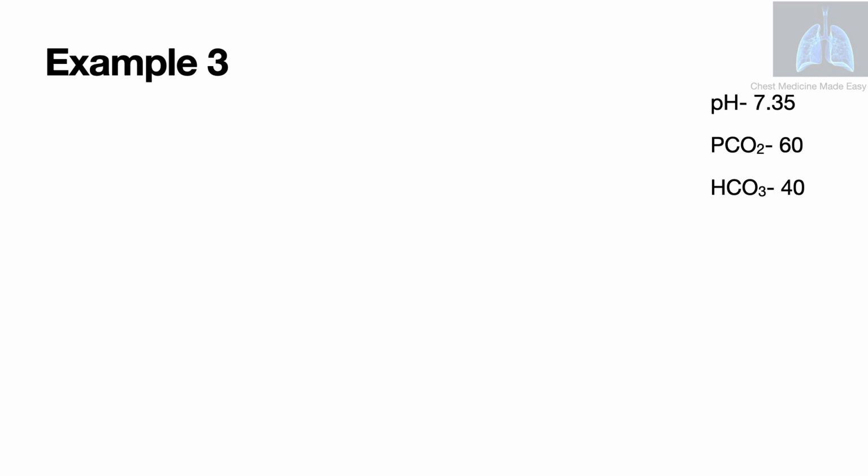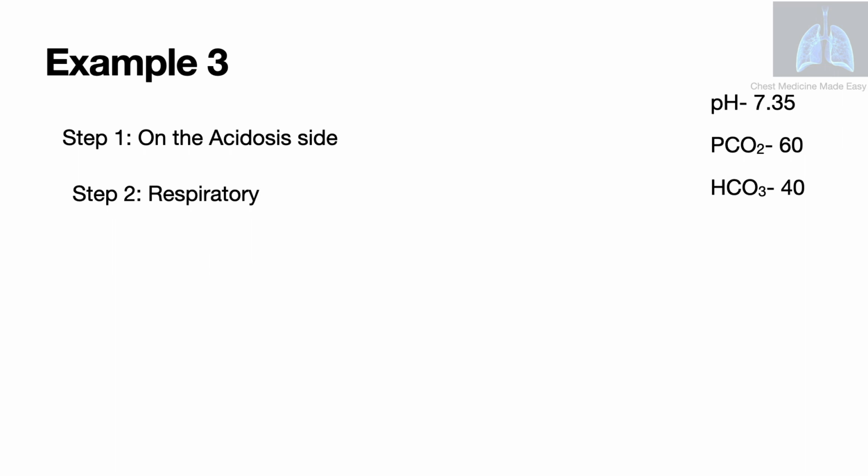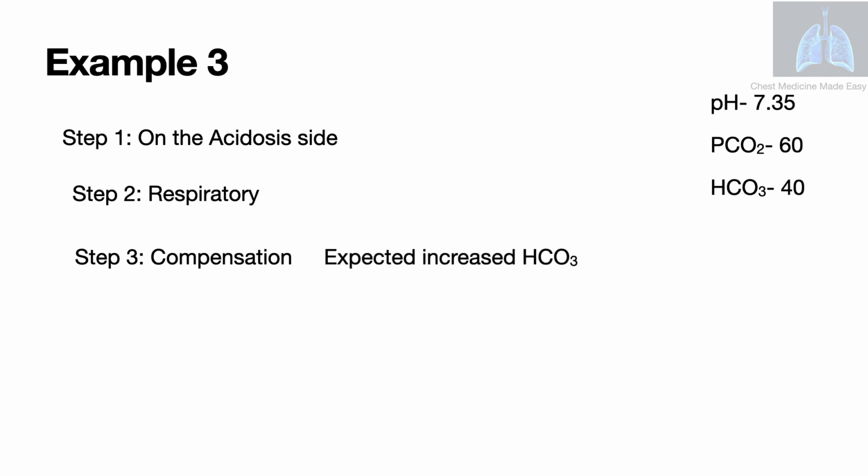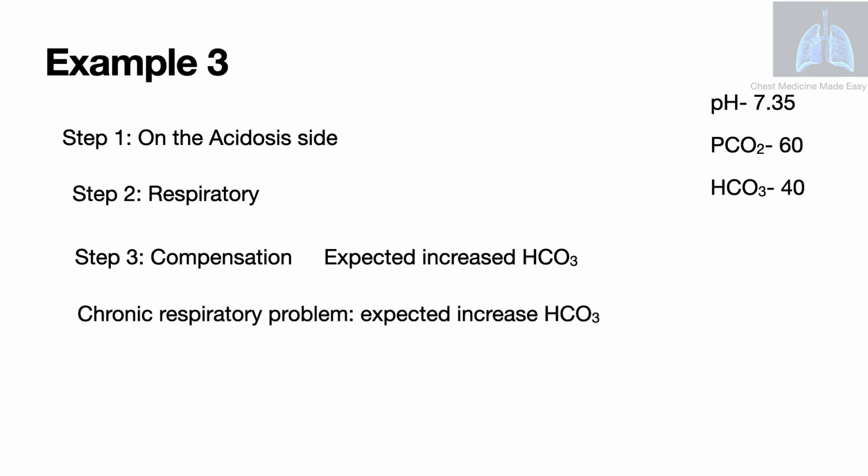So step 1. Even though the pH is in the normal range, it is towards the acidic side. Step 2. The acidity here is caused by the respiratory component because the PCO2 here is increased. Step 3, the compensation. The expected compensation in a respiratory acidosis would be increased bicarbonate. Now we know that this patient has a chronic respiratory problem, so the expected increase in bicarbonate would be calculated using the expected range for chronic respiratory acidosis.